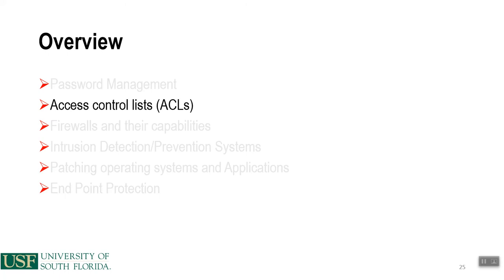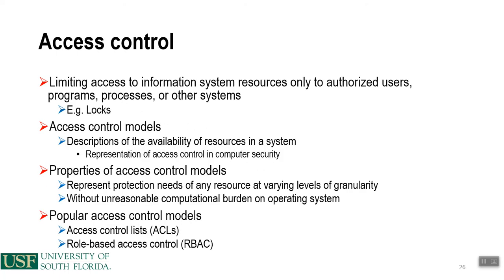With regards to access control lists, access control is limiting access to information system resources only to authorized users, programs, processes, and other systems. So for example, you can think about this as locks. Access control models are descriptions of the availability of resources in a system. So the representation of access control and computer security. And properties of access control models is that they represent the protection needs of any resource at varying levels of granularity.